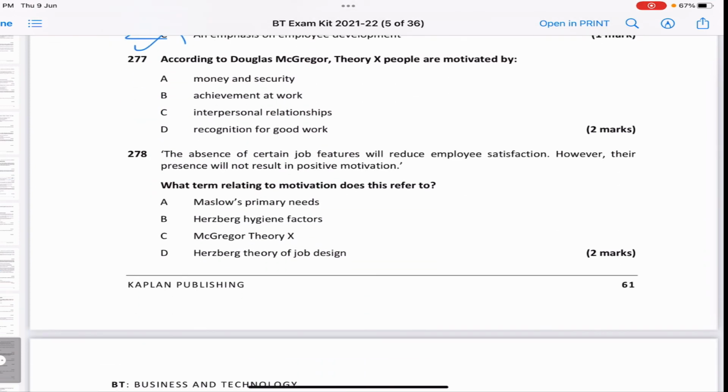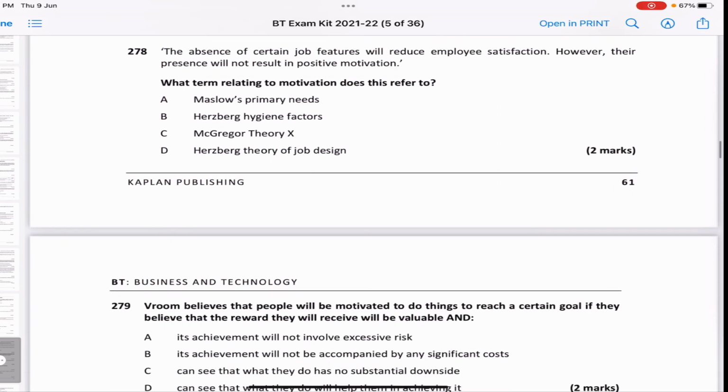According to Douglas McGregor, theory X people are motivated by what? So, theory X people are motivated by only money and security. The absence of certain job features will reduce employee satisfaction. However, their presence will not result in positive motivation. So, this is something which is related to the B part, which is Herzberg's hygiene factors.